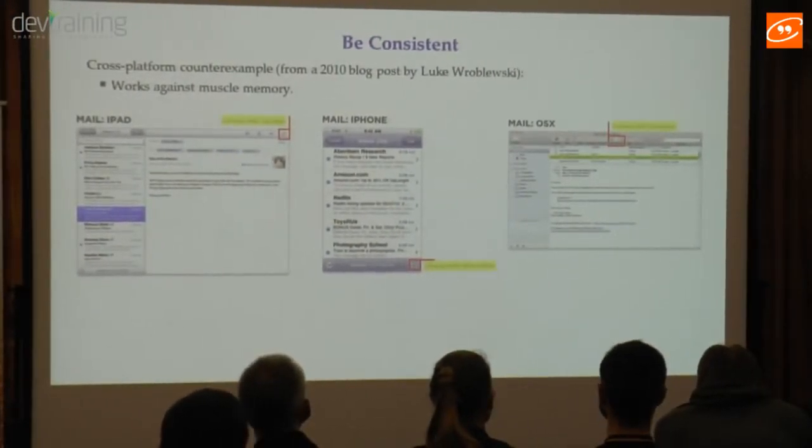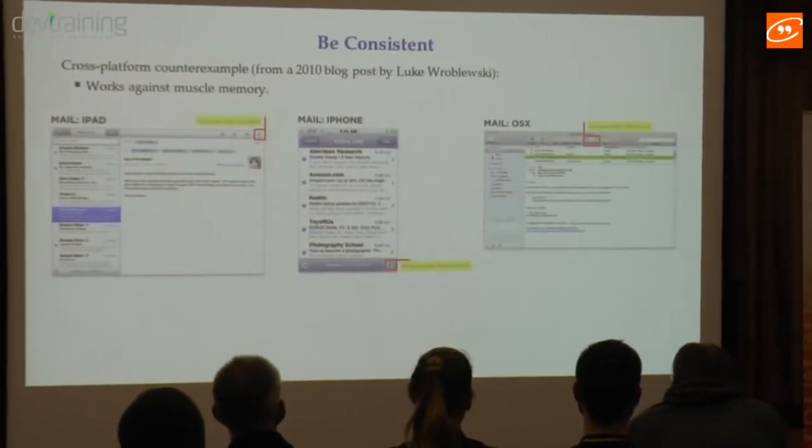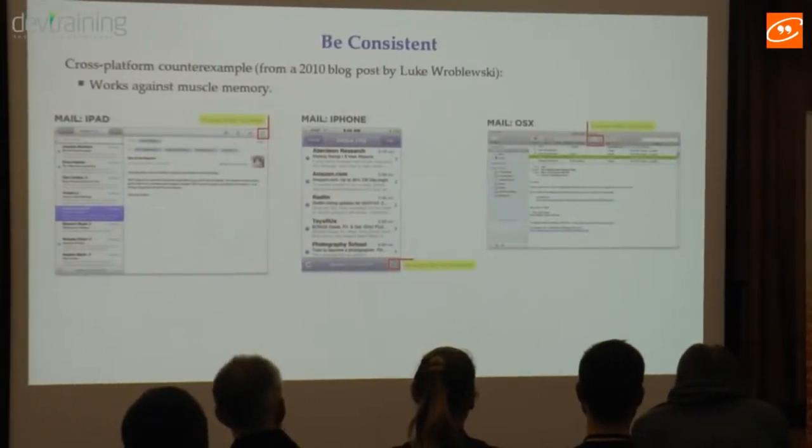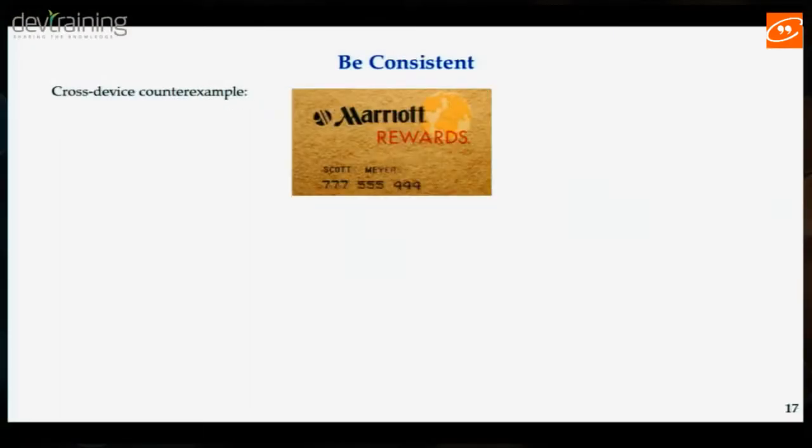But the problem is, if you have 3 different versions of exactly the same application that make you do 3 different things to accomplish the same higher level operation, that is gratuitous inconsistency. There's no good reason for that. All it does is make your users work harder at something which shouldn't even require any thought. In terms of consistency, this is what I like to think of as cross-device inconsistency.